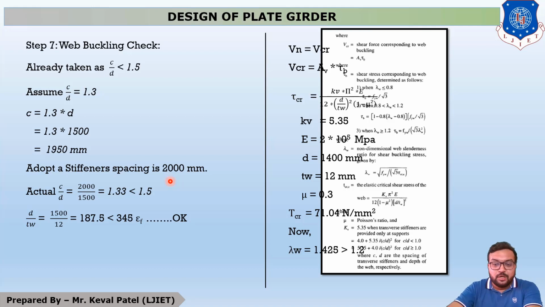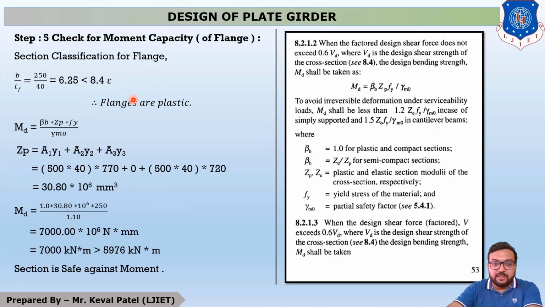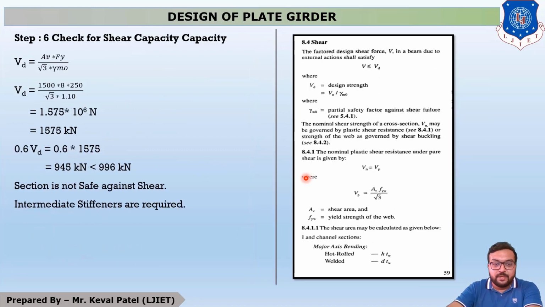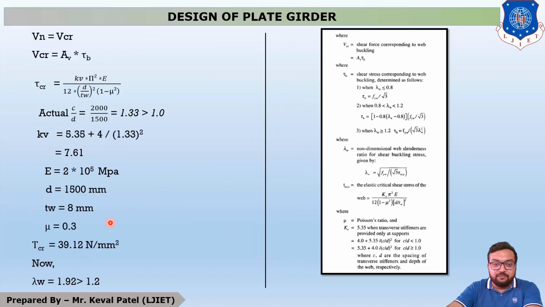Okay, now 2000 is our provided value. So our actual provided C by D ratio is 1.33, which is less than 1.5. It means we have to satisfy our assumption which is made in our step number 4. You can see that this is our assumption made in step number 4. Now our last step, in which we have to check our C by D ratio, is 1.33, which is greater than or equal to 1.